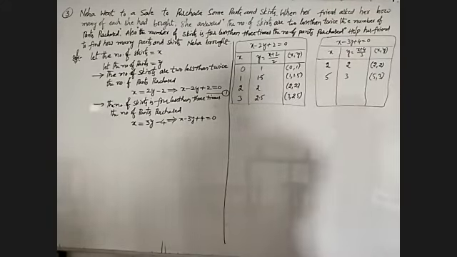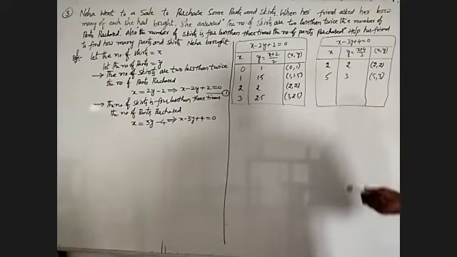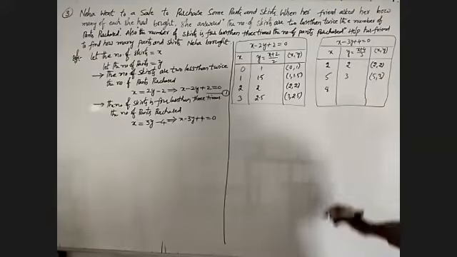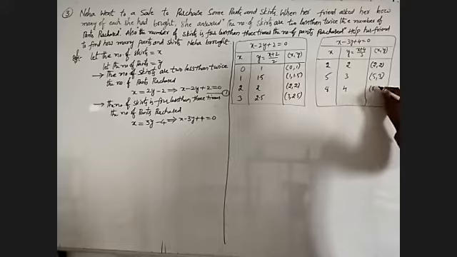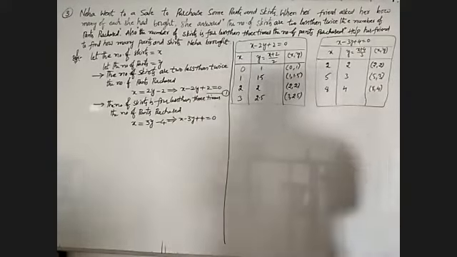After that, I have to take 6. 6 plus 4, 10. 7 plus 4, 11. 8 plus 4 equal to 12. I will take 8. 8 plus 4 is equal to 12. 12 by 3 is equal to 4. That the given value is 8 comma 4.